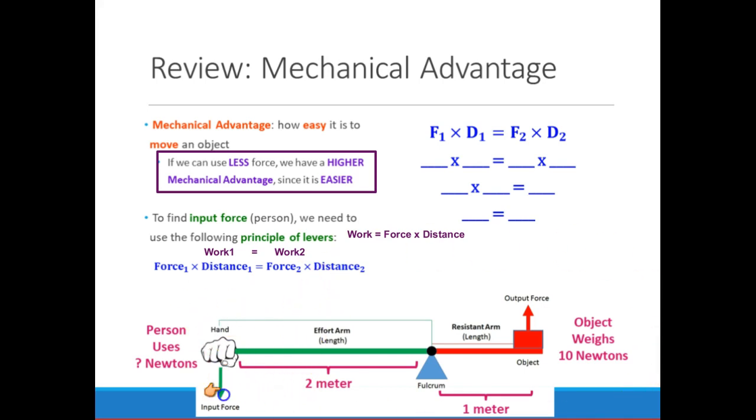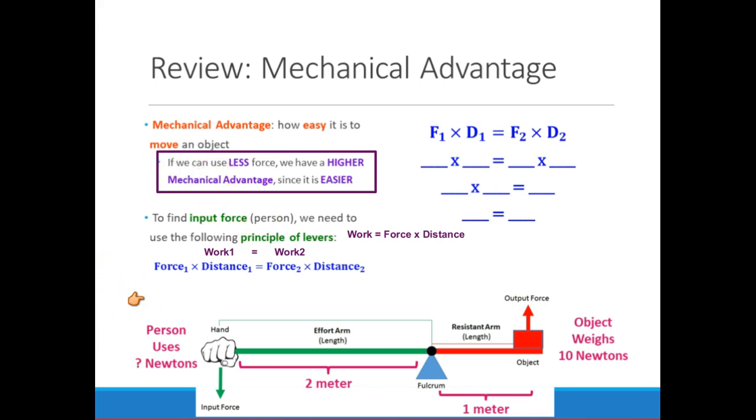So take a look at our lever down here. What we're trying to do is figure out the input force, the force that you would need to use in order to lift up this object. You are super far away from the fulcrum. You're 2 meters away from it. And on the other side, we can see that this object is only 1 meter away from the fulcrum, but it weighs 10 newtons. So we're trying to figure out how many newtons we need to use at 2 meters away to lift this object. Smiley faces if you understand where I'm going with this. Smiley faces if you understand this diagram.